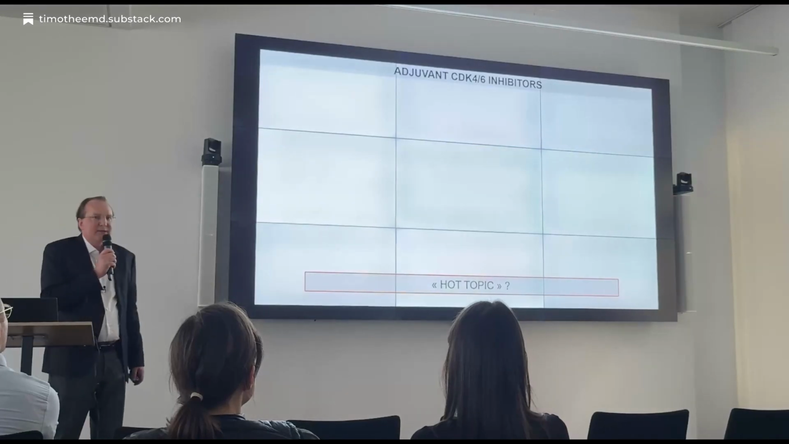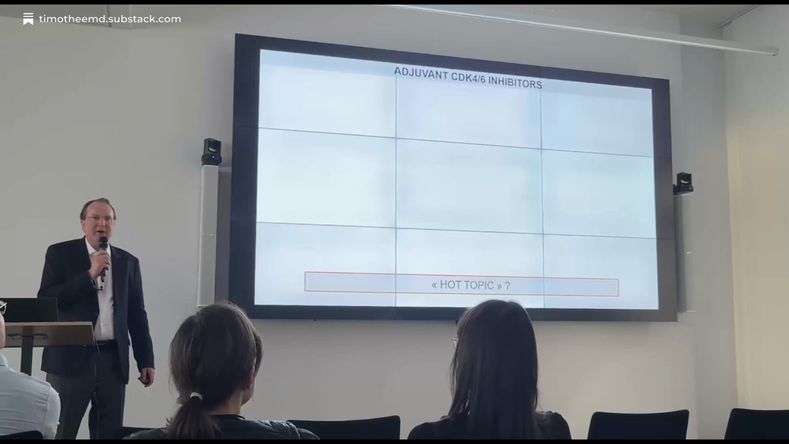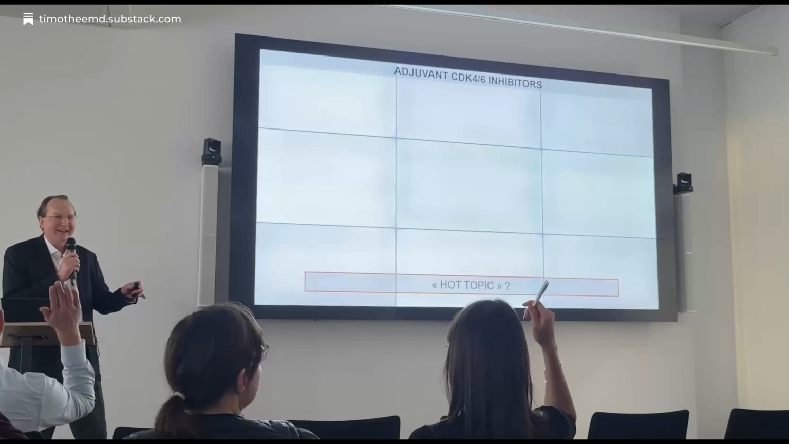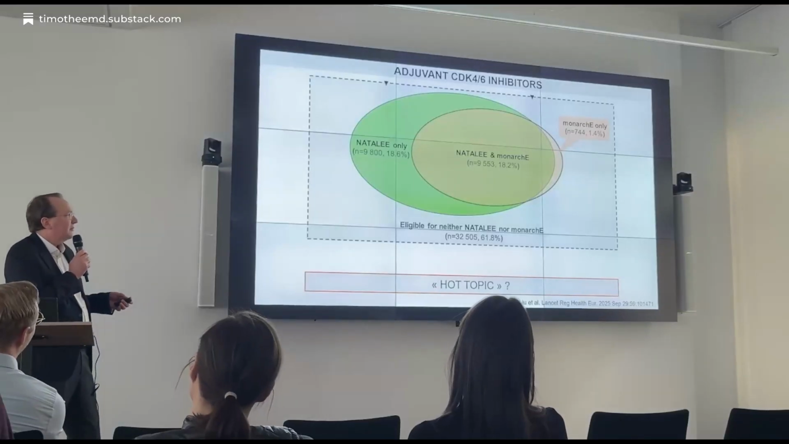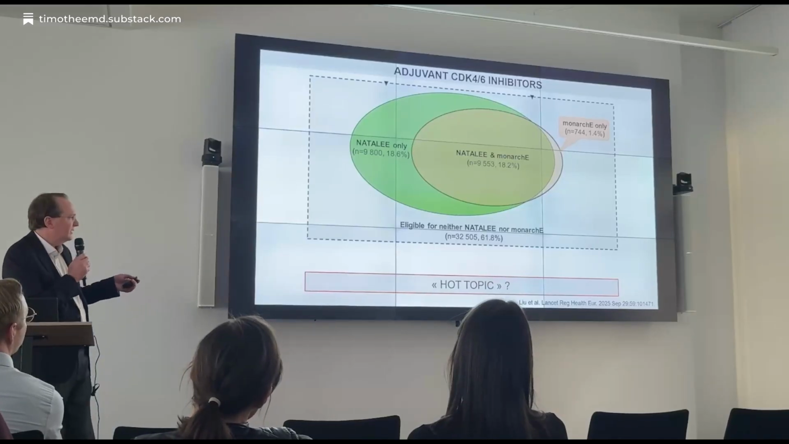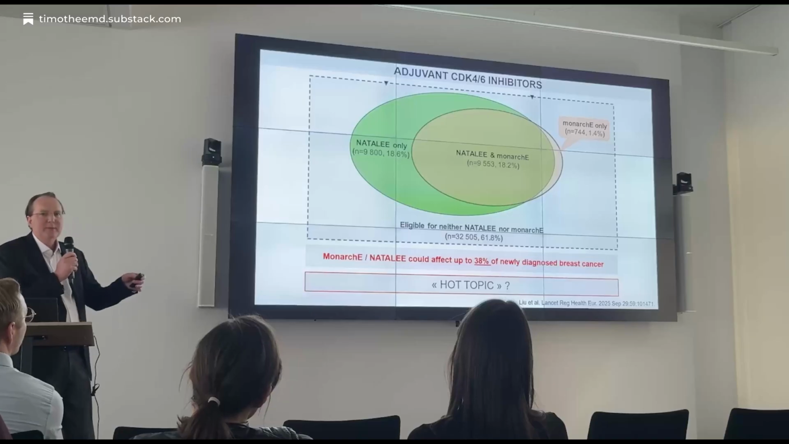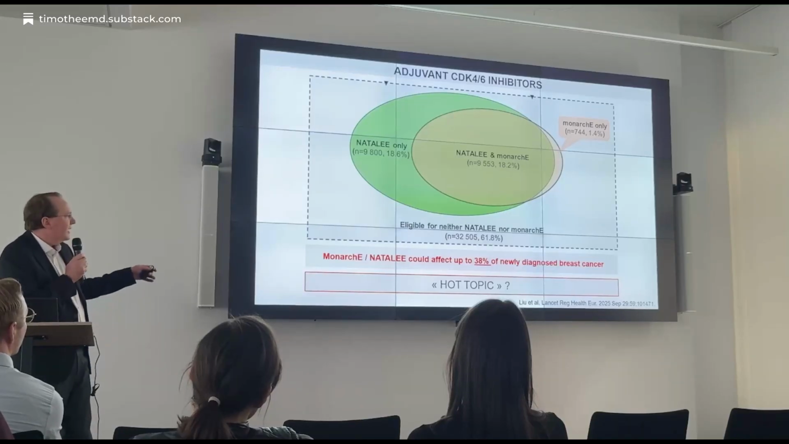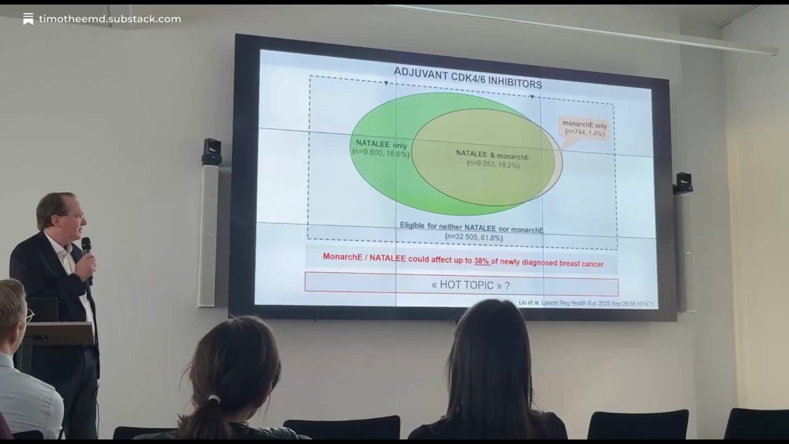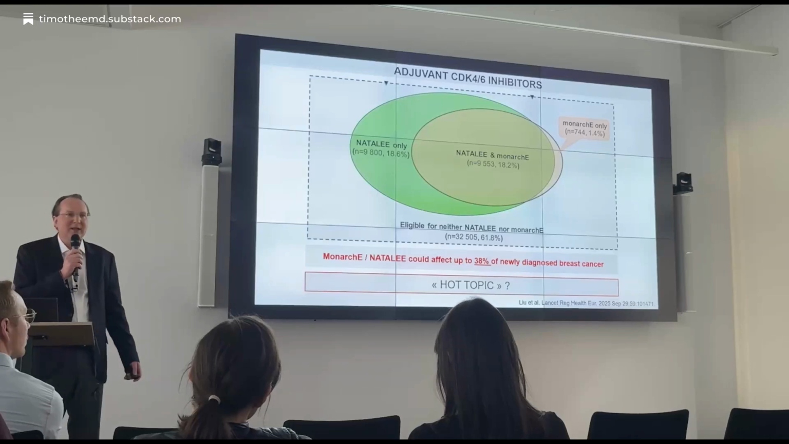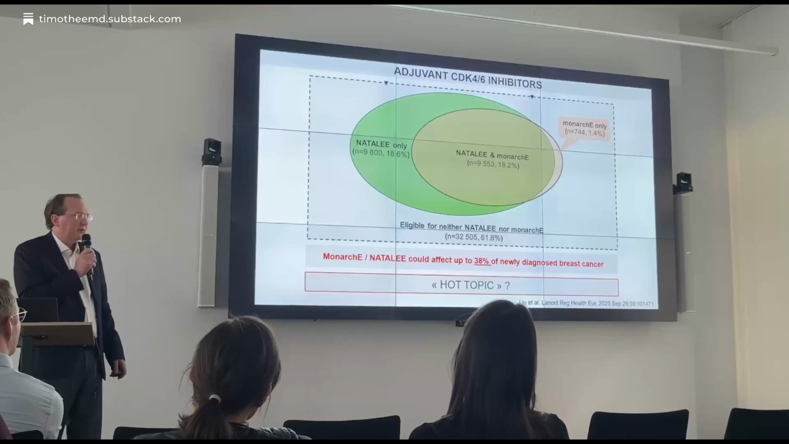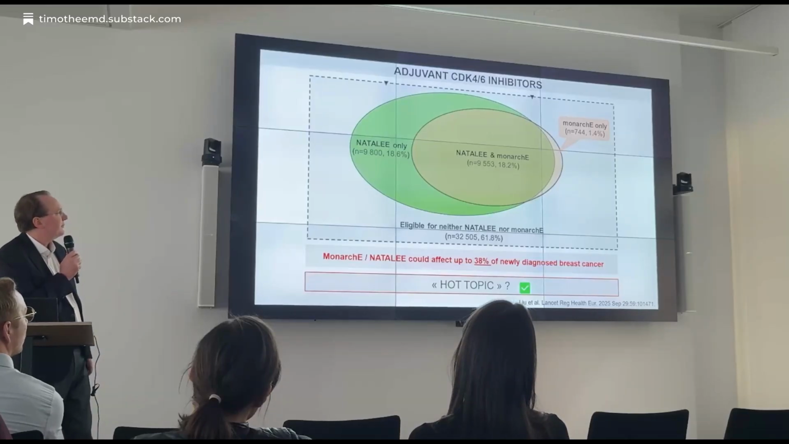I will be talking about adjuvant CDK4/6 inhibitors. Is it a hot topic? What do you think? Raise your hand if you think it's a hot topic. Yeah, a lot of hands raised. Why is it a hot topic? Simply because it's potentially affecting a lot of women. These are data from Sweden. And as you can see, we will be talking about monarchE and NATALEE in detail. MonarchE or NATALEE could affect up to almost 40% of patients with newly diagnosed breast cancer, which is massive. Breast cancer is one of the most frequent cancers in incidence. So it's really a hot topic.